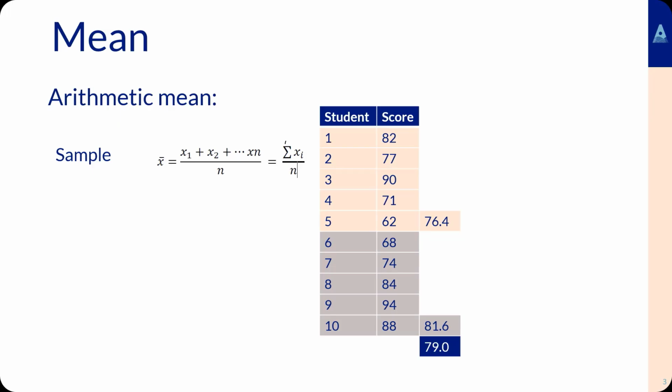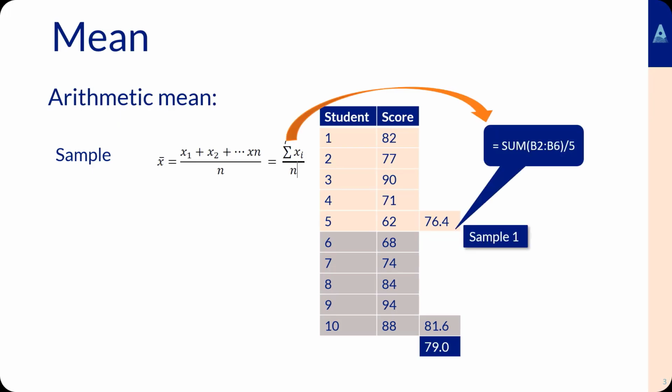And for the first sample, sample 1, you sum up all the scores, 82 to 62, and then you divide by 5 and you get a sample mean of 76.4. And you can repeat that for the second sample and you get a sample mean of 81.6. And of course the sample means can differ.